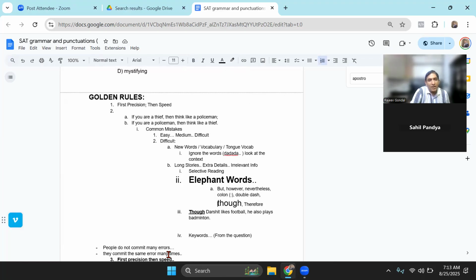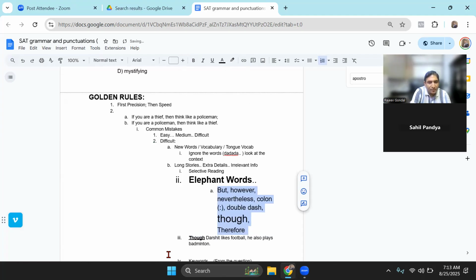There are some elephant words. These are also very important. Whenever you get these words in the question, you have to pause because they change the direction of information. Whenever you get these words either in the story or in a small paragraph, just stop: but, however, nevertheless, or a colon or a double dash or though or therefore. These are elephant words.